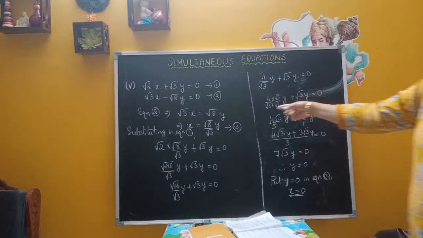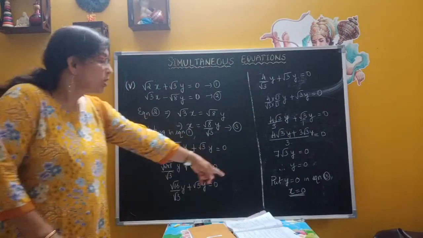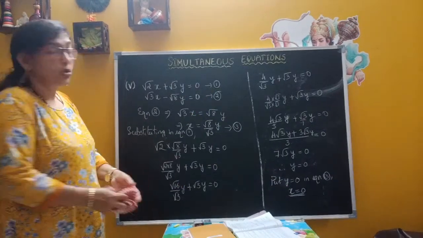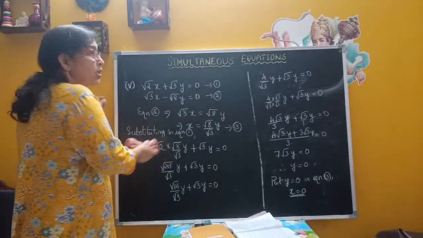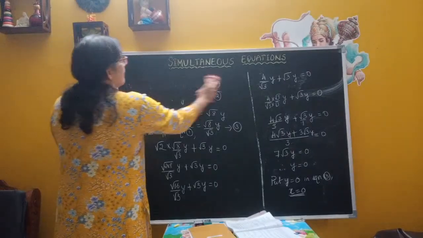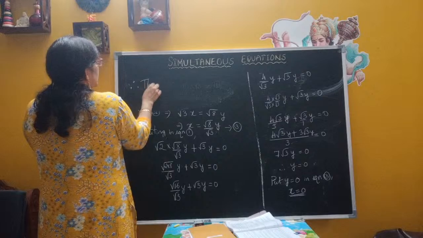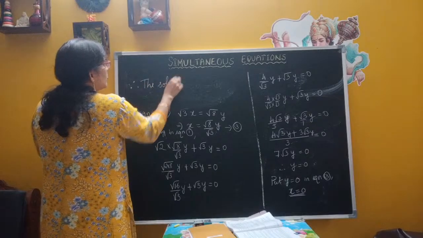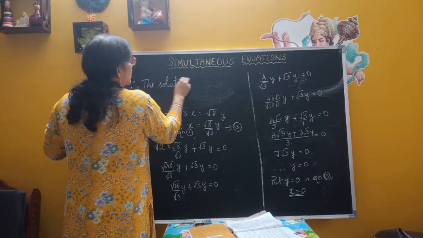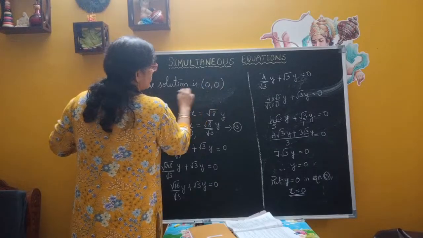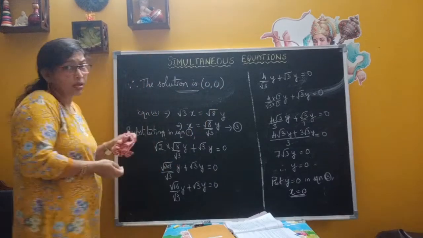Root 8 by root 3 into y is equal to 0. So now we got both the values of x and y. Both are equal to 0. So what is the solution? Therefore, the solution is 0, 0. What does it mean?